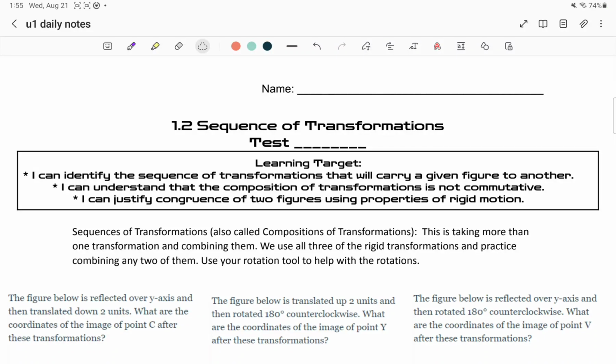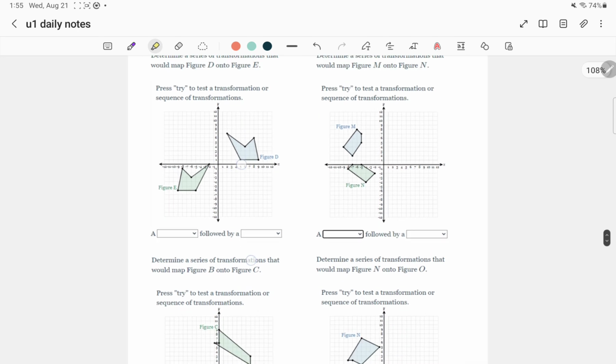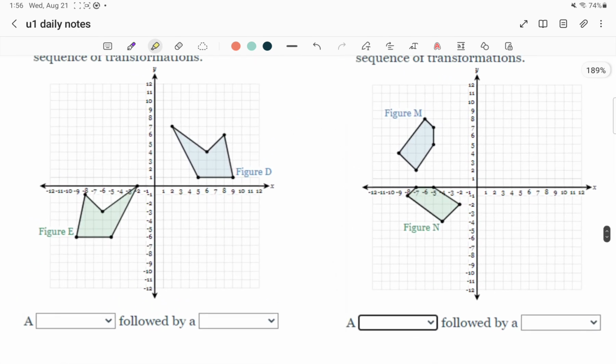Today we're going to be doing 1.2 sequence of transformations. So first, our learning targets. I can identify the sequence of transformations that will carry a given figure to another. This specifically, if we were to flip the page, is this. Can I tell what two things happened to get figure D onto figure E? So I'll get this one to match up right here with this one. Okay, that's what that means.